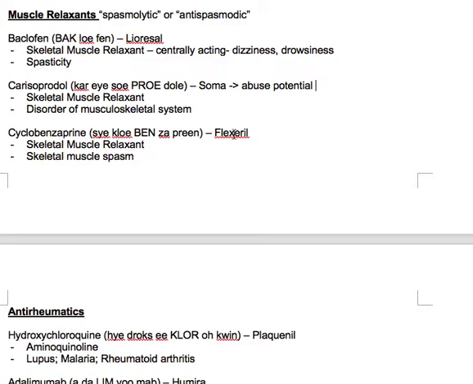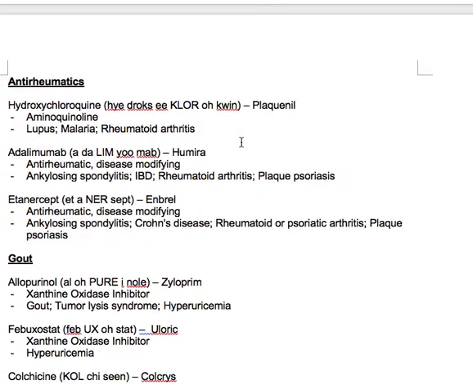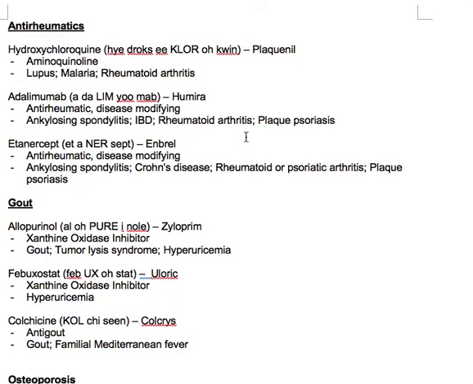All right. So moving on, the next class is anti-rheumatics. So these are the medications we use for rheumatoid arthritis or many other inflammatory diseases. So first one is hydroxychloroquine. The brand name is Plaquenil. It was first used for malaria, but also used for lupus or rheumatoid arthritis.